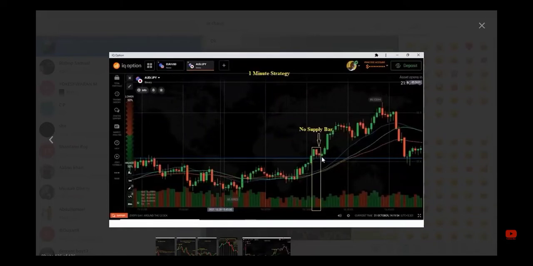No supply bar. Yes, below the level or exactly at this level, we can place our trade in the upward direction, if the market creates this situation.